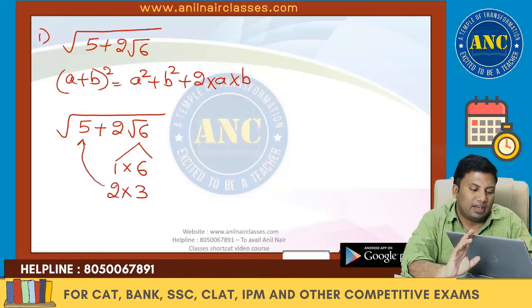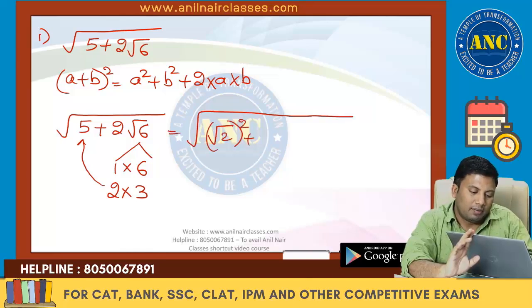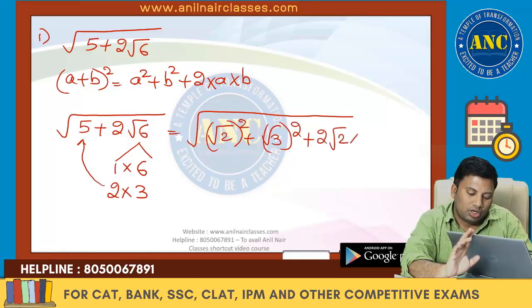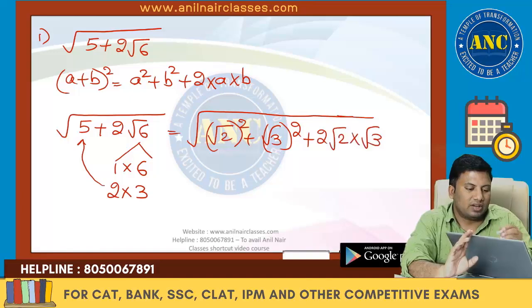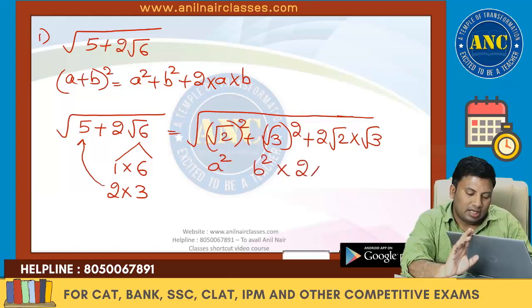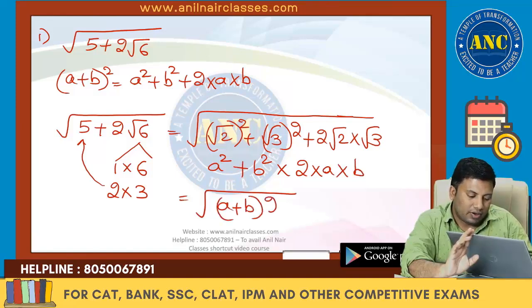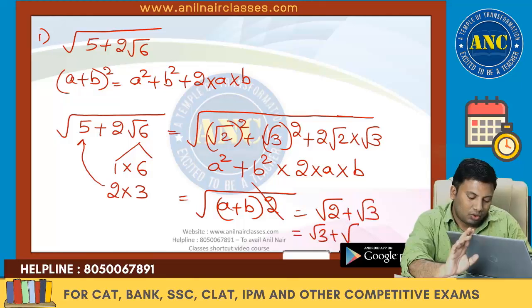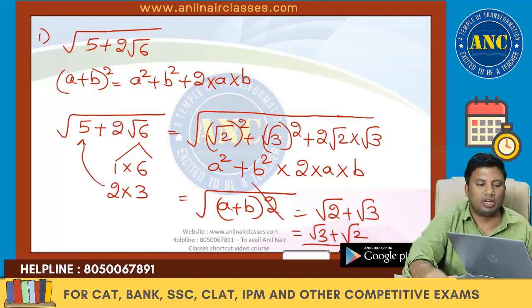It is 5. So this can be written as root of (root 2) whole square plus (root 3) whole square plus 2 into root 2 into root 3. This is of the form: this is A square, this is B square, and it is 2AB. So here it is root of (A plus B) whole square. Square and root both get cancelled. So this is nothing but root 2 plus root 3, or root 3 plus root 2.